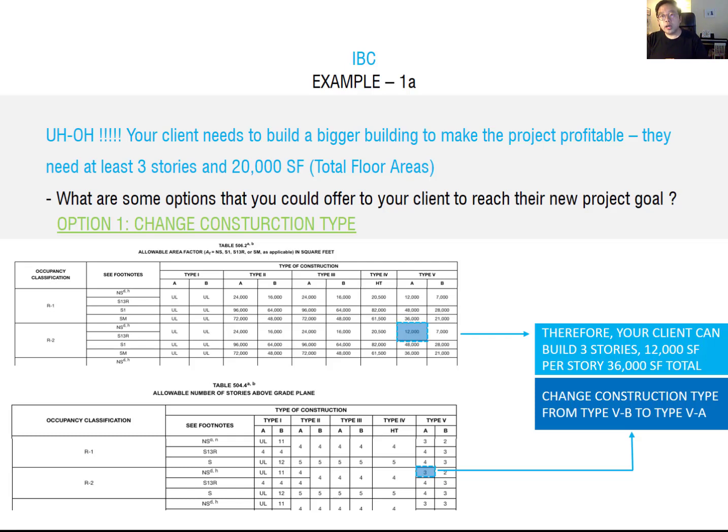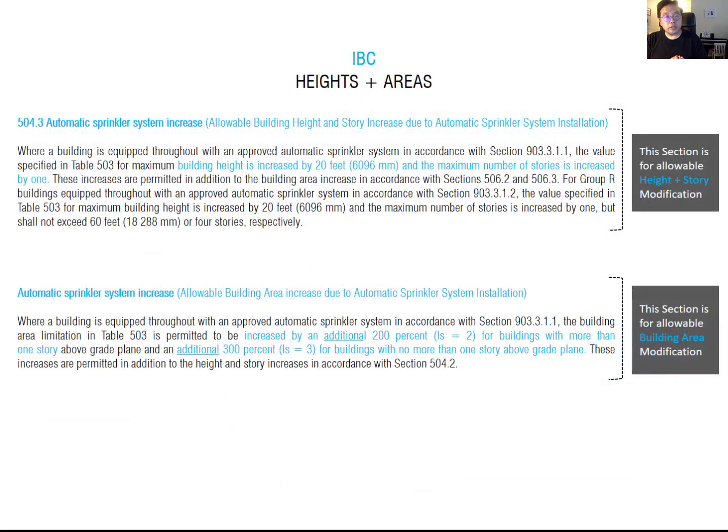Okay, so that's why, what about the second option if it costs too much money to change the construction type? Second option, you might consider automatic sprinkler system. It is shown in IBC chapter 5. If you have an automatic sprinkler system, you can increase height and story. You can increase allowable building area. So let's see this table together.